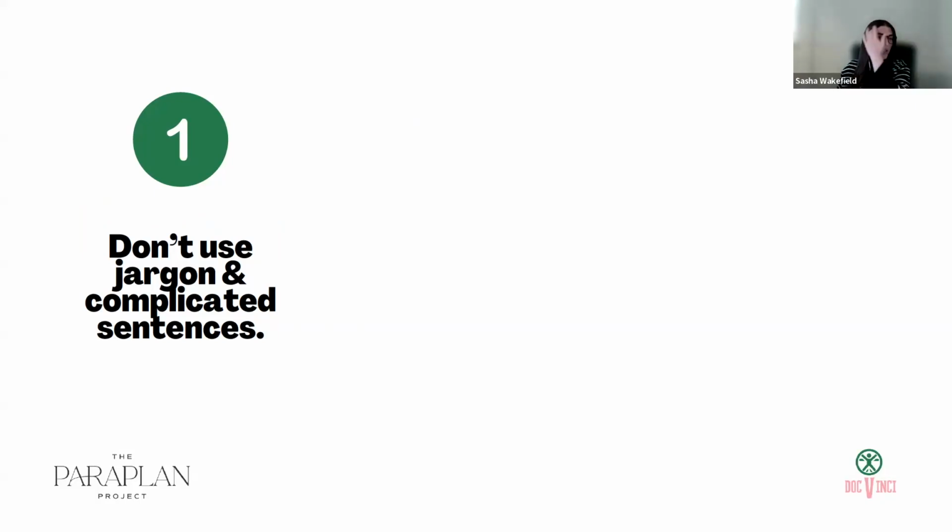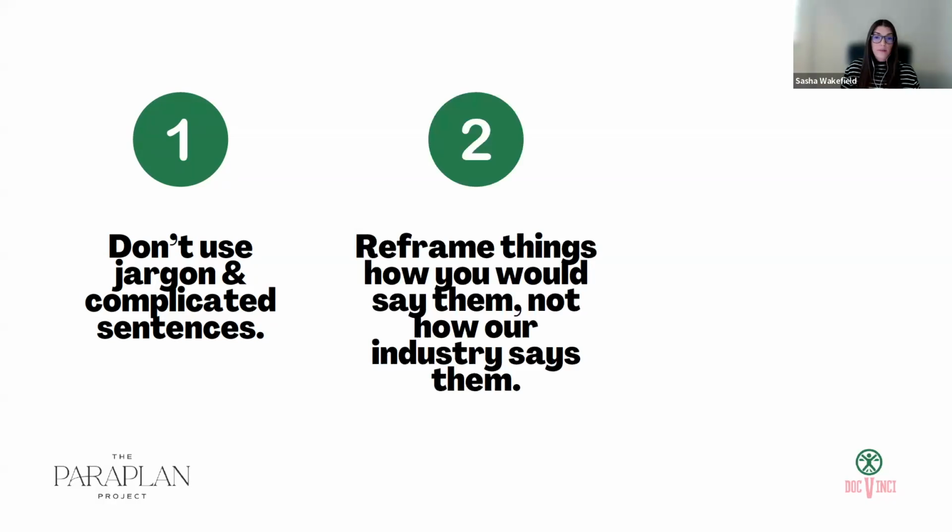So the first point is, don't use jargon and complicated sentences. I think we're all guilty of this, writing sentence after sentence, and sometimes you just need to look back and say, how can I break this up into sentences which are a maximum of 15 to 20 words, a bit more bite size, and easier for us to write, but also faster for the client to read as well. So that's really important.